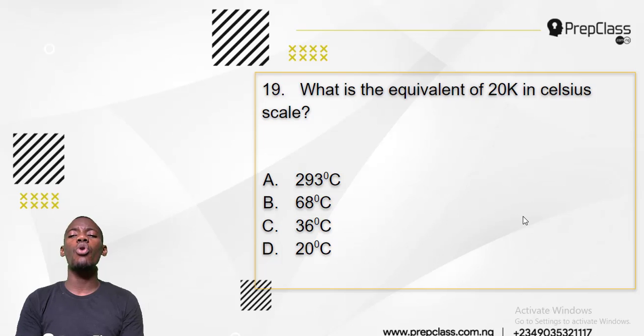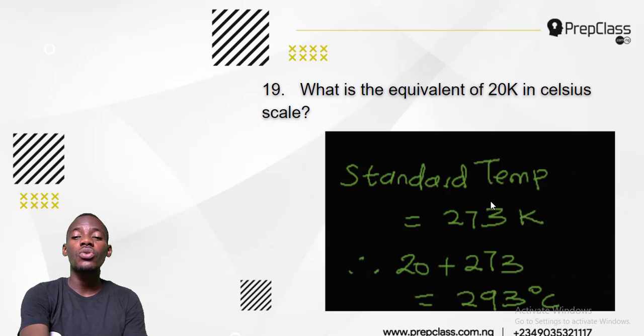That means to be able to convert between Celsius and Kelvin, you must come in contact with the number 273. So for me to be able to change from 20 Kelvin into Celsius, I will just add that 20 to the standard temperature. The standard temperature is 273 Kelvin. So that will become 20 plus 273, and that will become 293 degrees Celsius. And that is just it. The answer is just 293 degrees Celsius.